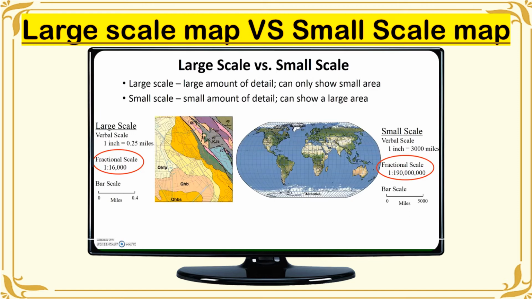Which of these two fractional scales shows a larger number? Actually, both of these scales are written as ratio scales, but remember, you can also write them as a fractional scale. 1 over 16,000 for the map on the left, and 1 over 190 million for the map on the right. So again, which of these two fractional scales depicts a larger number? Hopefully it makes sense to you that the map on the left has a larger representative fraction. 1 over 16,000 is a much larger number than 1 over 190 million. Thus, the map on the left is a larger scale map.